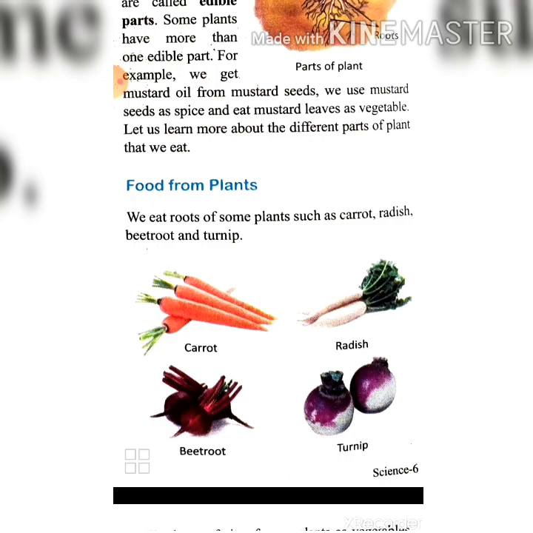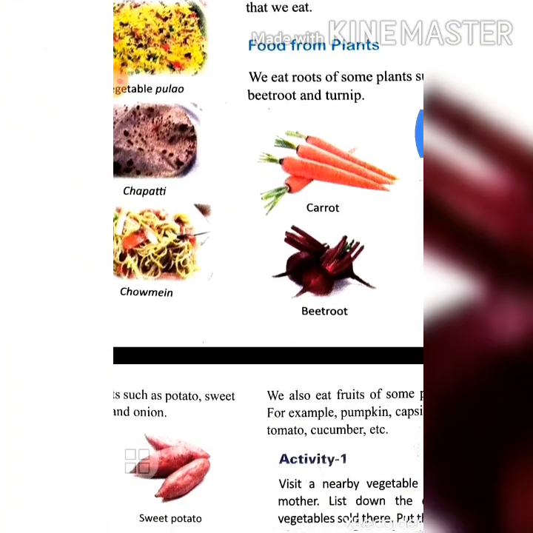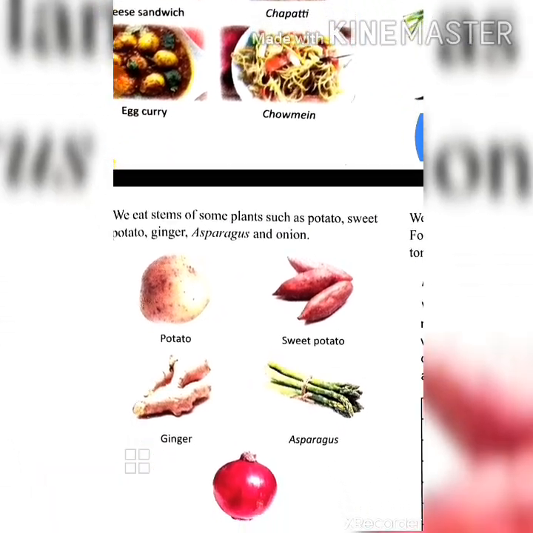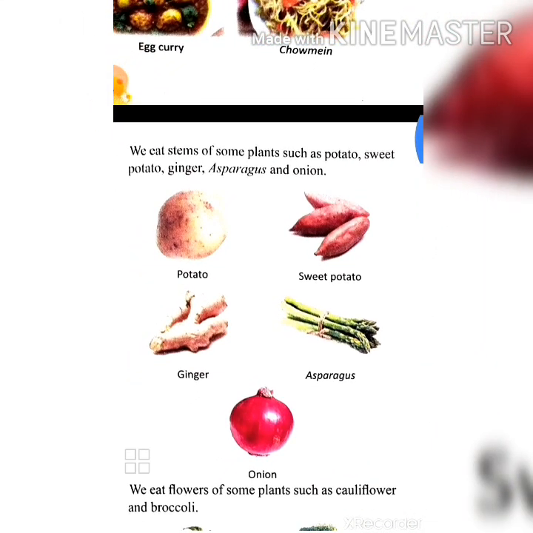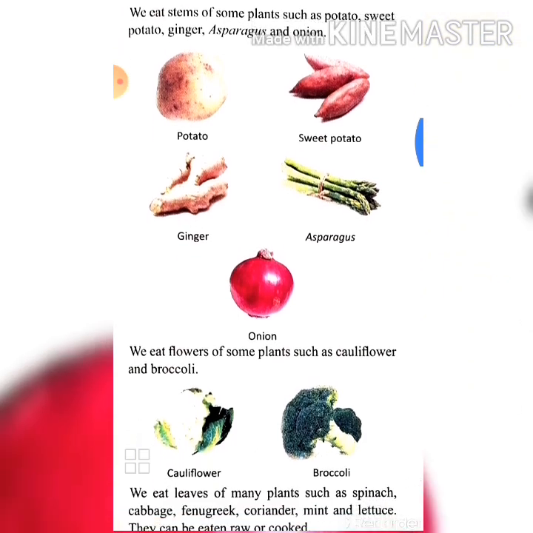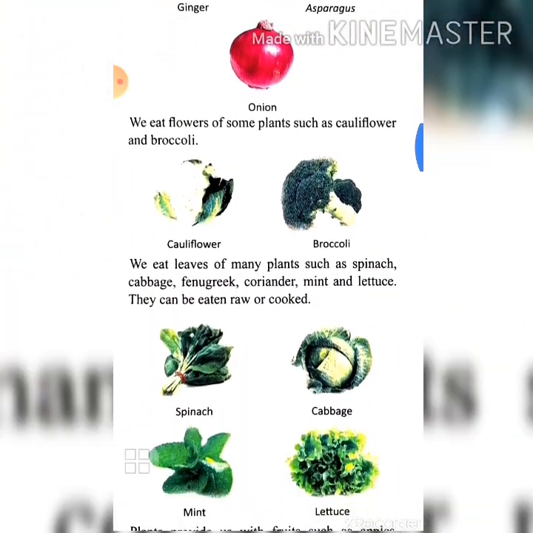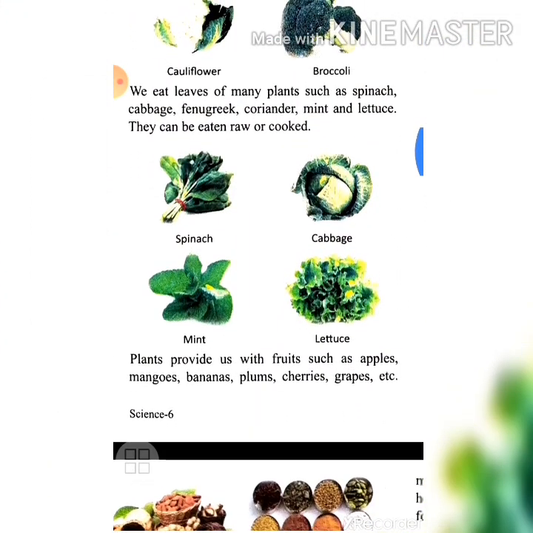On the next page they have given the example of stem. Pictures are given for your convenience. You can go through the pictures and learn the examples as well. We eat the flowers also, we eat the leaves also, we eat the fruits also. Here they have given the examples of fruits such as apples, mangoes, bananas, etc.